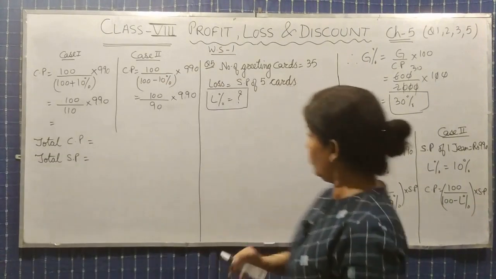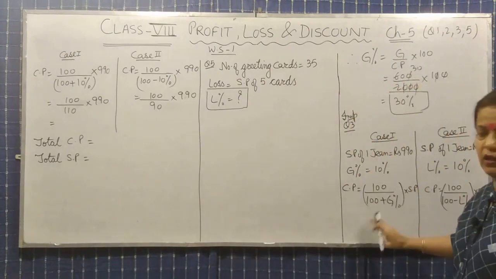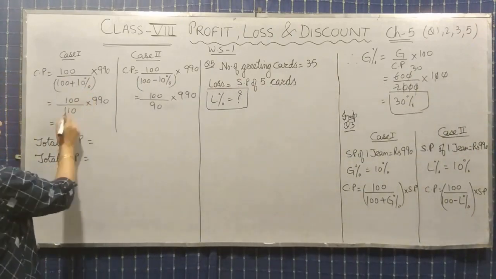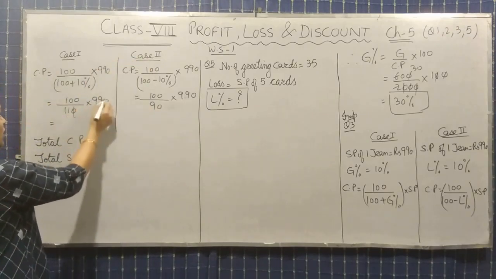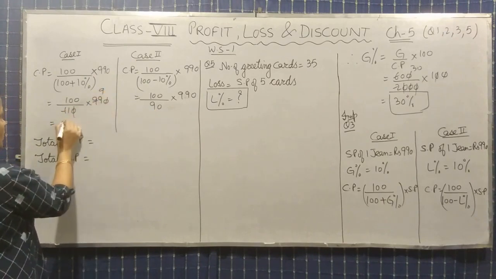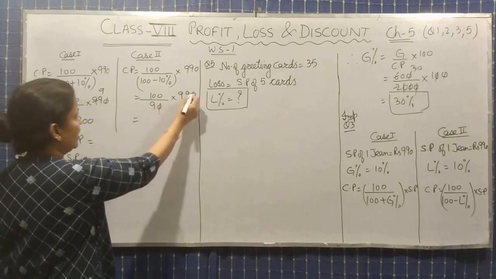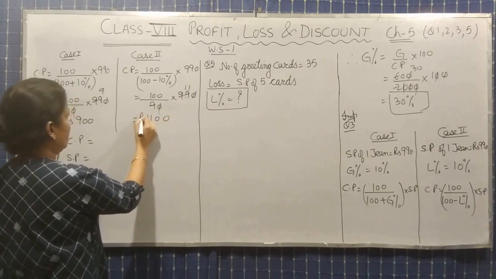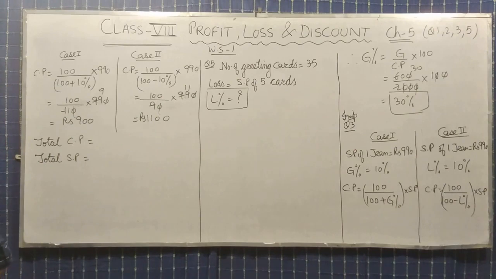Okay, so what we will do? We will substitute these values in the given formula. After substituting the values, you will get case 1 and case 2 like this. Now cancel it. So it will come as rupees 900, and here if you cancel it, it is coming as rupees 1100. Now the question is, we have to find out the gain or loss percent.